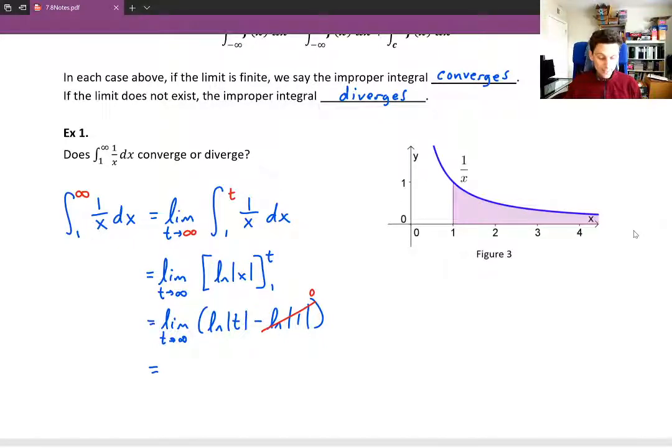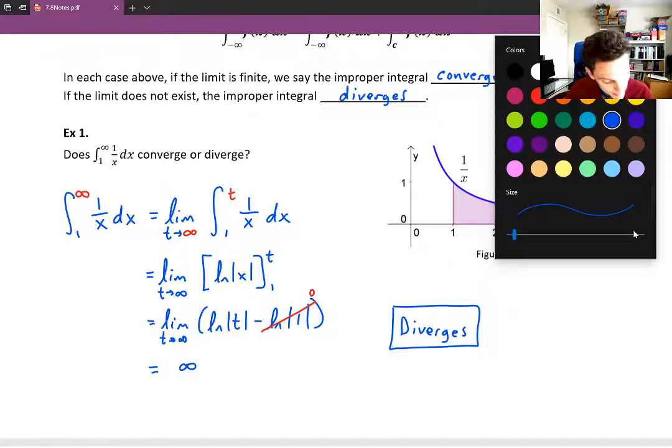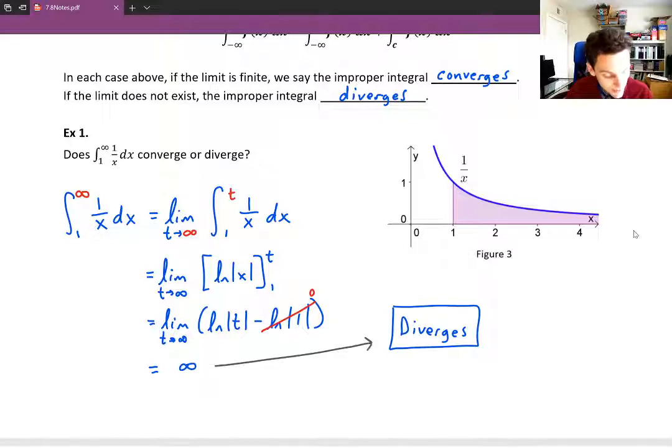And then when we take the limit as t approaches infinity of ln absolute value of t, well, as t gets large, ln of t is going to get very large as well. The absolute value bars don't do anything when t is approaching positive infinity because those are positive numbers. So we can drop the absolute value bars. And then again, though, as t approaches infinity, ln of t will approach infinity. So in this case, we would say that the improper integral diverges because we got infinity and not a finite number.